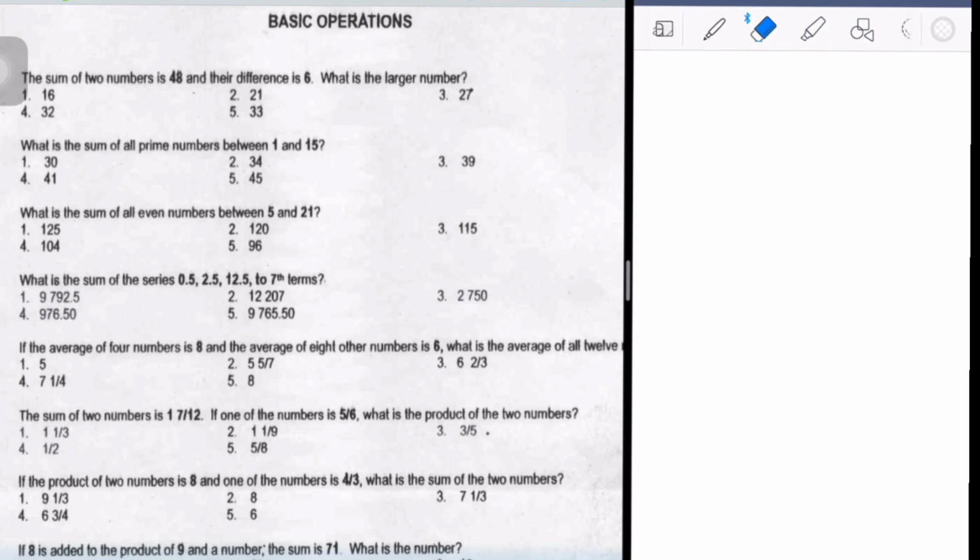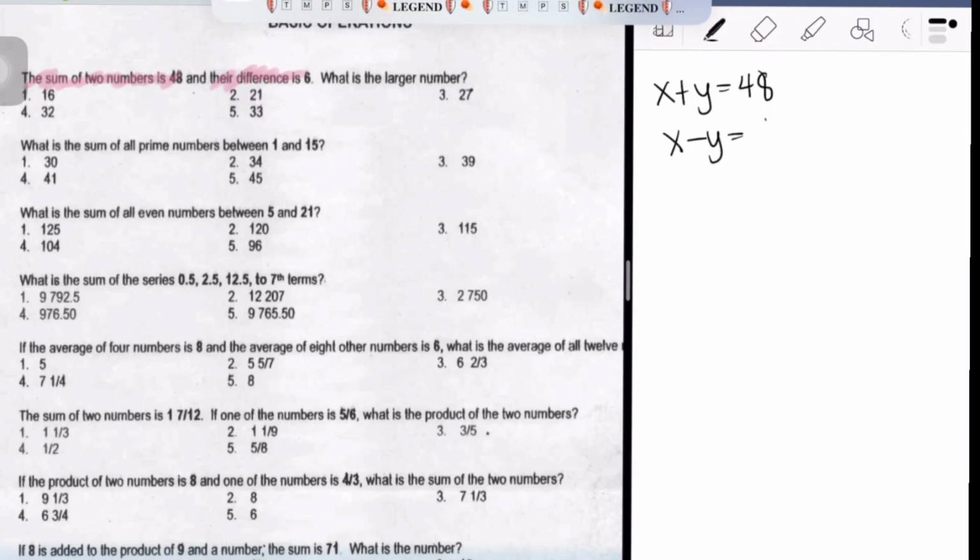So paano natin isosolve yung ganitong klase ng problem? First, we'll need to translate this into a mathematical equation. Sabi dyan, the sum of two numbers is 48. So if we represent it in a mathematical equation, let's say x plus y is equal to 48. So x and y here will represent the larger and smaller number. Also, in the problem, sinabi na the difference is 6. Meaning, if we translate it into a mathematical equation also, that is x minus y is equal to 6.